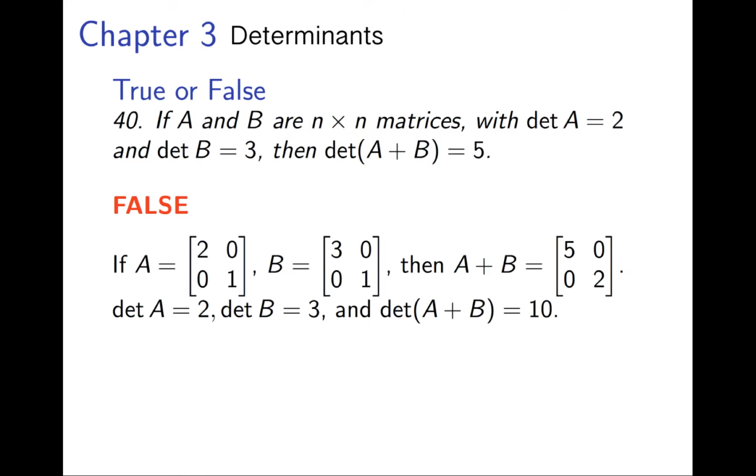We could take A to be the matrix 2, 0, 0, 1. Its determinant is 2. And B could be the matrix 3, 0, 0, 1. Its determinant is 3. Let's add those matrices together. We get 5, 0, 0, 2. And to find the determinant of A plus B, you just multiply 5 times 2, you get 10. You don't get 5. So this is clearly false. But again, this is a good example of how to just write out an example. A lot of the ones that are false are clearly false when you do an example.